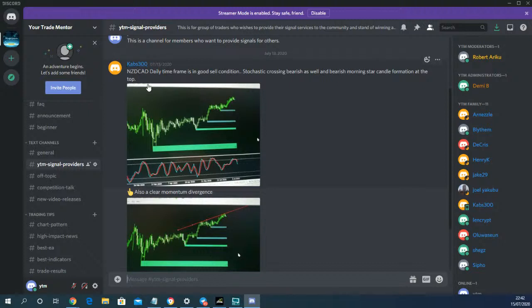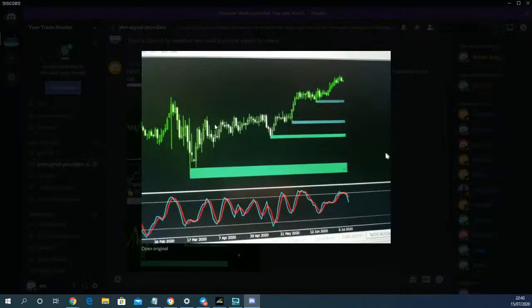He's a member and he just posted this New Zealand card. It says daily time frame is in good sell condition. Stochastic crossing bearish as well. Bearish moving star candle formation at the top. Yeah, excellent. So that is what is analyzed. So bearish here, and it's telling us that it's most likely that we might be falling down from here. We might be having a sell position from there.